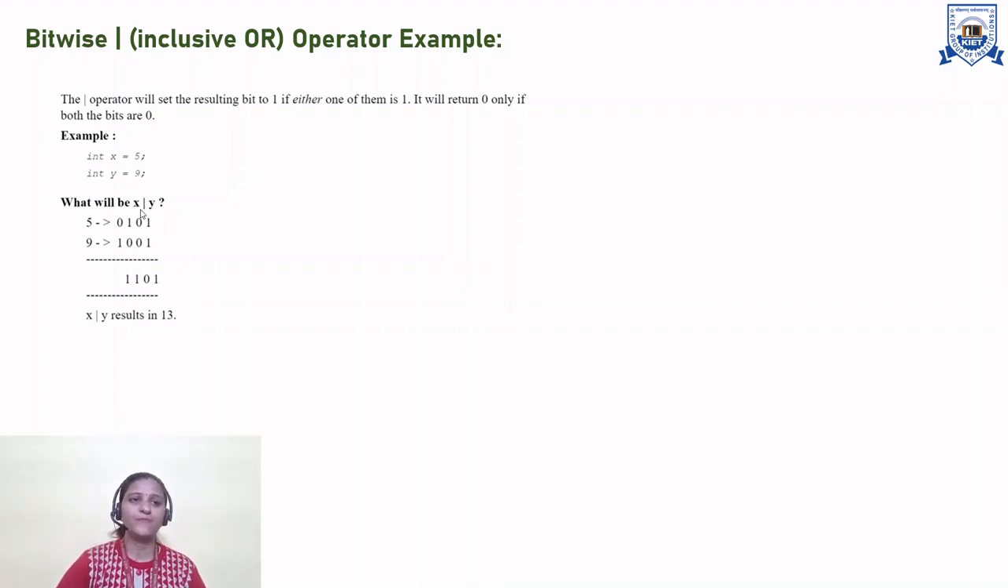And when we apply this bitwise OR, first 5 got converted to its equivalent bits 0101, and 9 got converted into its equivalent bits 1001. 1 and 1, both the conditions are true. 0 and 0, both the conditions are false, so it will be 0. One of the conditions is true, so the answer will be 1. One of the conditions is true, so the answer will be 1. So finally, this bit pattern belongs to the value 13.